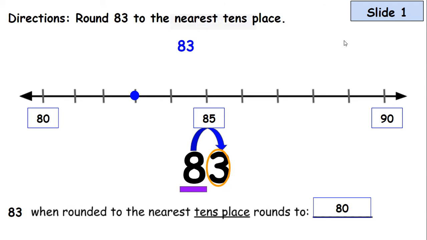Remember the saying, 4 or less, let it rest, 5 or more, raise the score. Well, 3 ones falls in between 4 or less. That means 8 is going to rest, which means that's going to stay at 8 tens. We can rewrite 8 tens as 80. So 83, when rounded to the nearest tens place, rounds to 80.